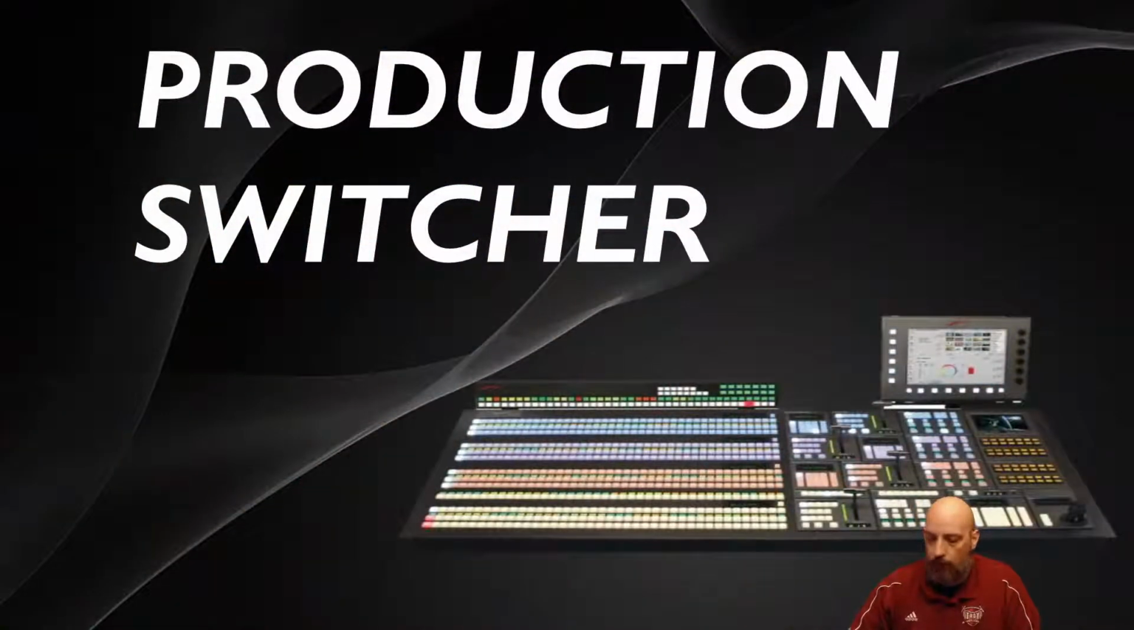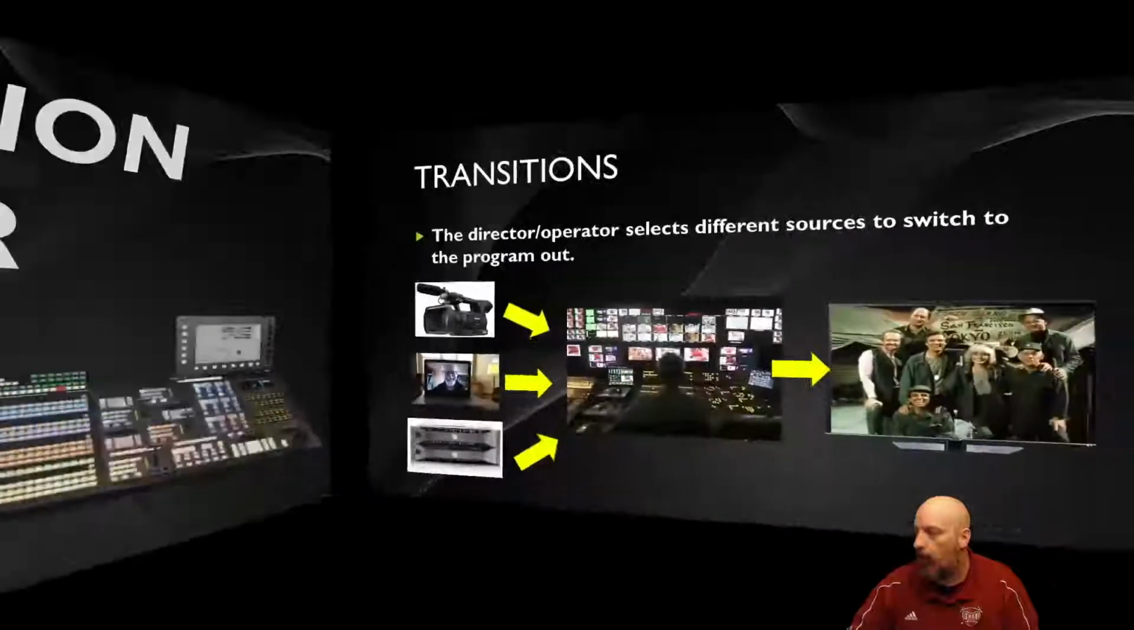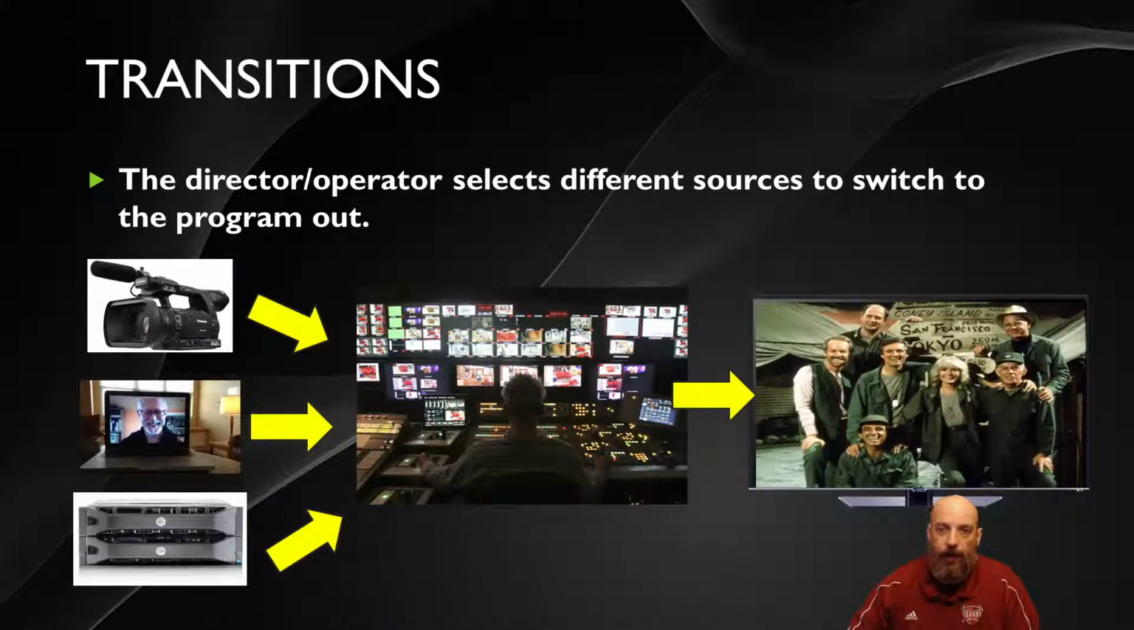So one of the next things I want to talk about with the production switcher is the ability that it has to switch from one piece of video to the other. And one of the things that it can do is what's known as a transition. When we're dealing with transitions, you have more than one way to change from one video source to another. So as a director, you're sitting here at your production switcher and you have some choices.